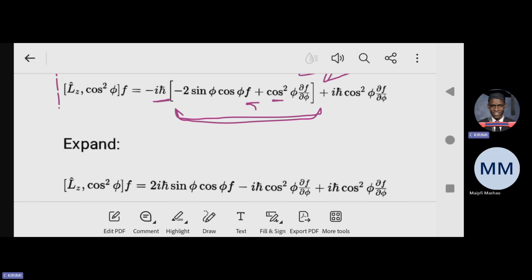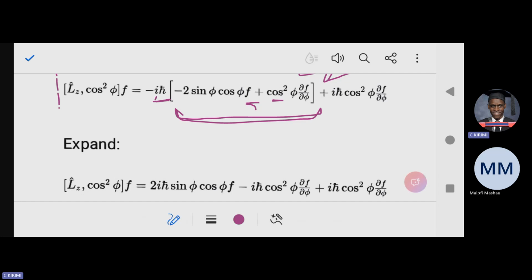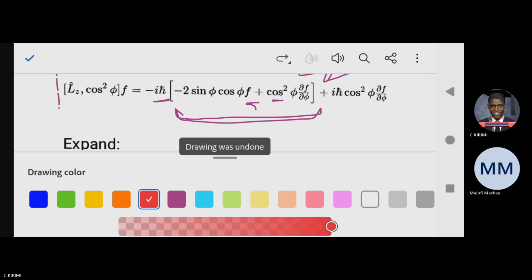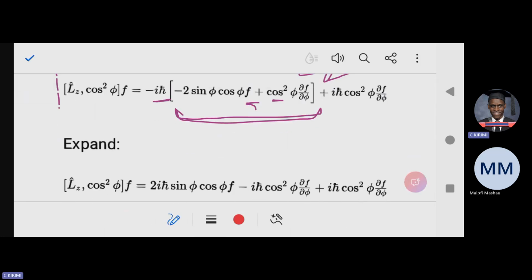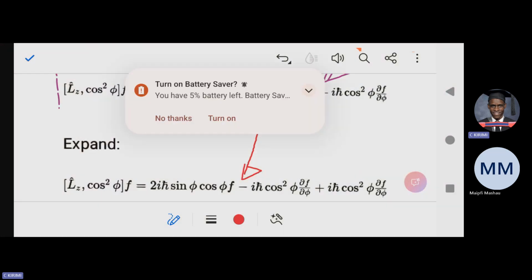Then that negative, this one. Let me use a different color so that you don't get confused. So this negative times the positive gives you a negative. Any question? No. We are saying this negative times this positive gives you a what? A negative. So that's how that negative was obtained.